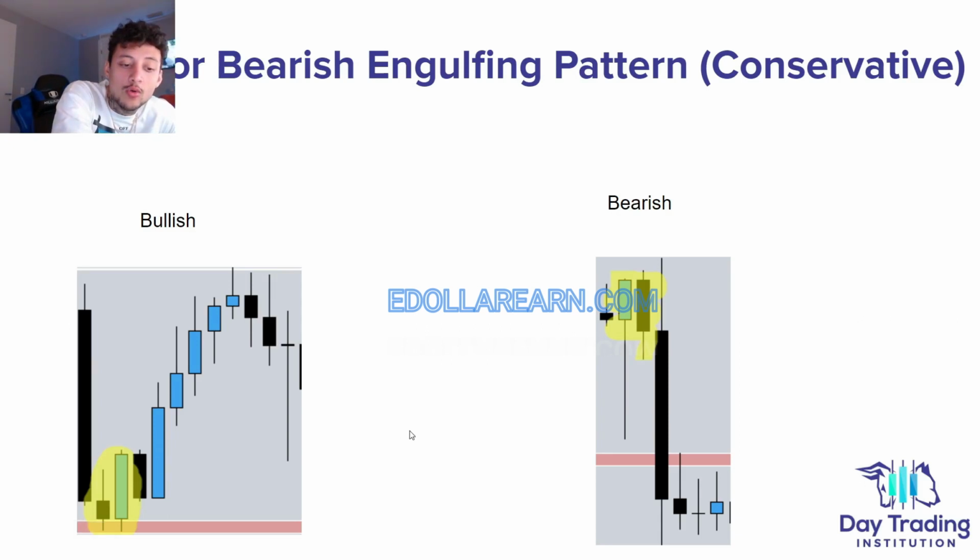And again, we're only going to look for these entries at areas of support and at areas of resistance, right? So for example, at areas of resistance, we will look for the bearish engulfing. Notice how the actual bearish candlestick closed under the opening of the bullish candlestick. That's going to be considered an engulfing.